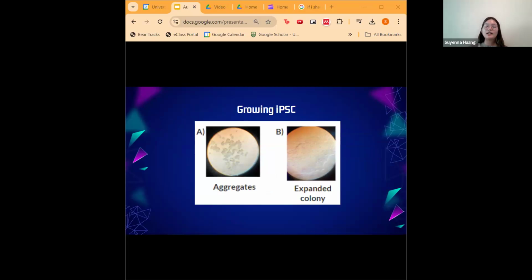And then when they attach to the plate that we coat with Matrigel, which is a special extracellular matrix that supports the cell's growth, they expand and they become this kind of grainy looking colony. And then we can take these colonies, we can harvest them and do different downstream applications like differentiation. So next up is the video.